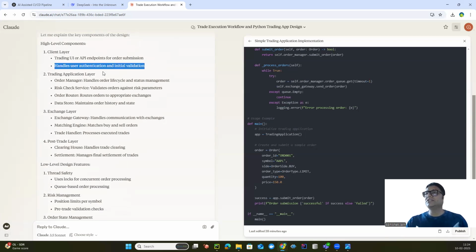Handle user authentication, initial validation looks good. Trading application layer, what all things we're gonna have in this application layer. Then we have an exchange layer. It tells what all components we're gonna build.